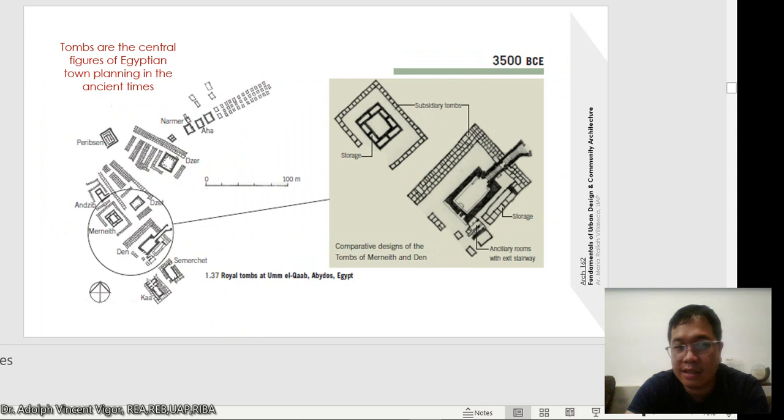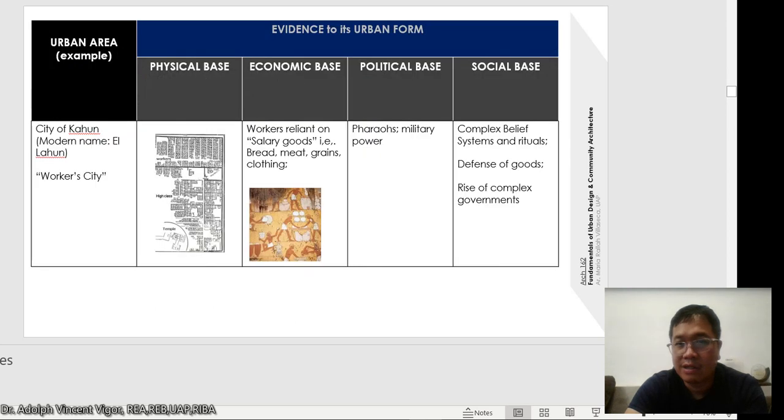So tombs are the central figures of Egyptian town planning in ancient times. If you remember your architectural history, the first architect was Imhotep. Mostly when you talk about Egyptian architecture, it's tomb architecture because they considered the afterlife. I think it's part of the planning. What they think about is the afterlife. So let's look at the physical base.